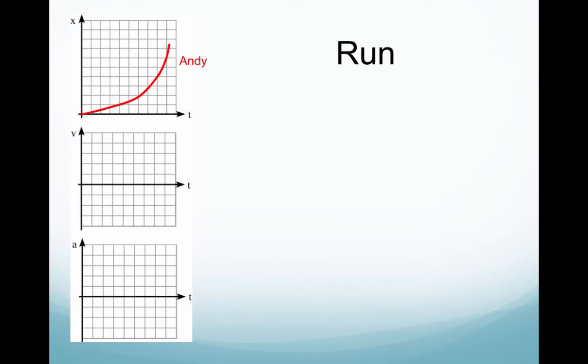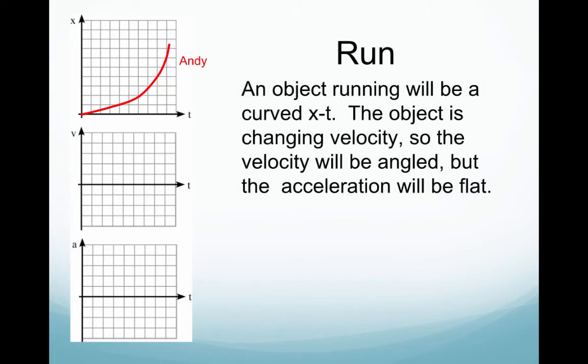Finally, let's look at run. Andy is running. An object running will be a curved XT. The object is changing velocity, so the velocity will be angled, but the acceleration will be flat. This would be Andy's angled velocity.